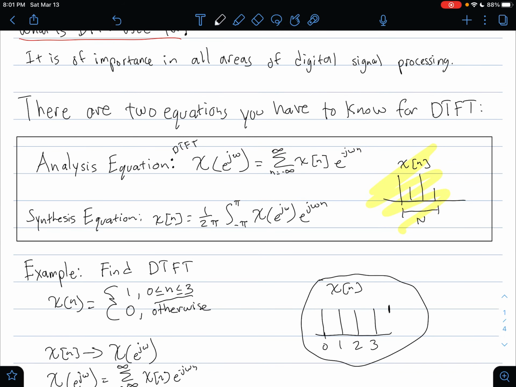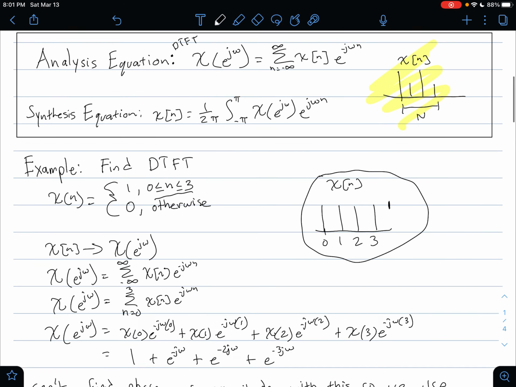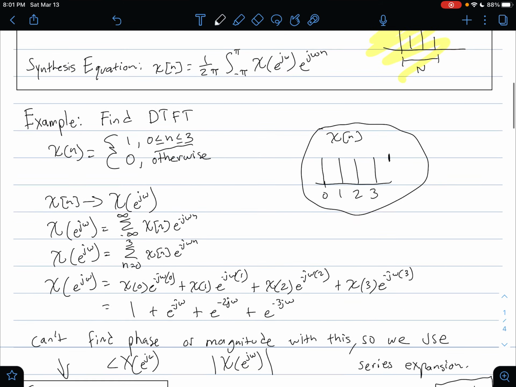The analysis equation takes in a signal and gives out the frequency response, and the synthesis equation takes in a frequency response and gives you a signal. This will all make sense with this example. The example says find the DTFT, so we are just focusing on the analysis equation.